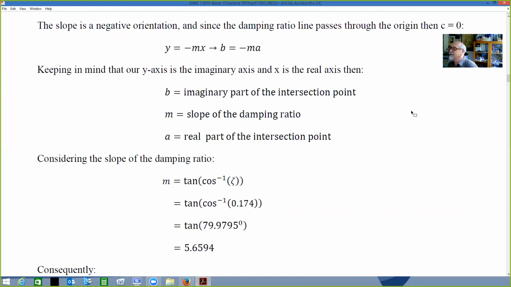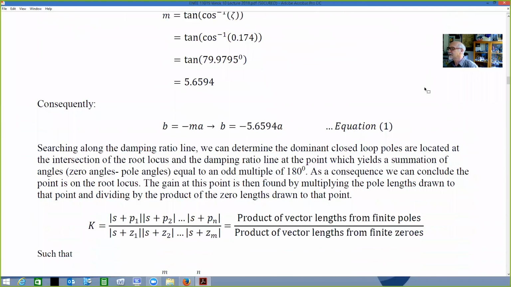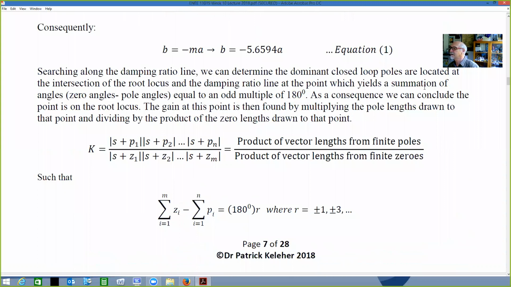If we consider the slope of the damping ratio line, again just from the basic definition given quite some time ago, the slope is m equals the tan of the arc cosine of the damping ratio. Evaluate that, and we end up with 5.6594. Consequently, from our expression b equals negative m times a, b must equal negative 5.6594 times a. So now we've got two unknowns. We've already found our slope, that's great, so we've got to go and find our a and b values.